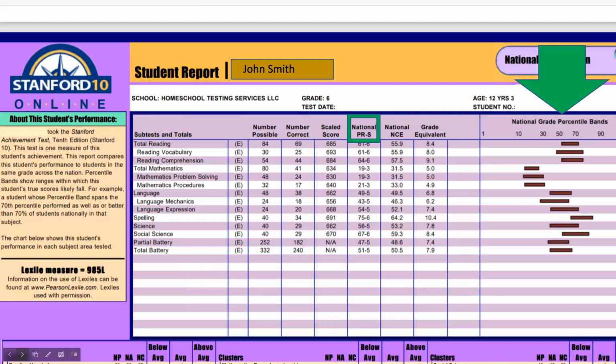This graph is a picture of the potential national percentile rank. The graph range is estimated. If John took the same test again, his score should fall in the percentile band displayed here.